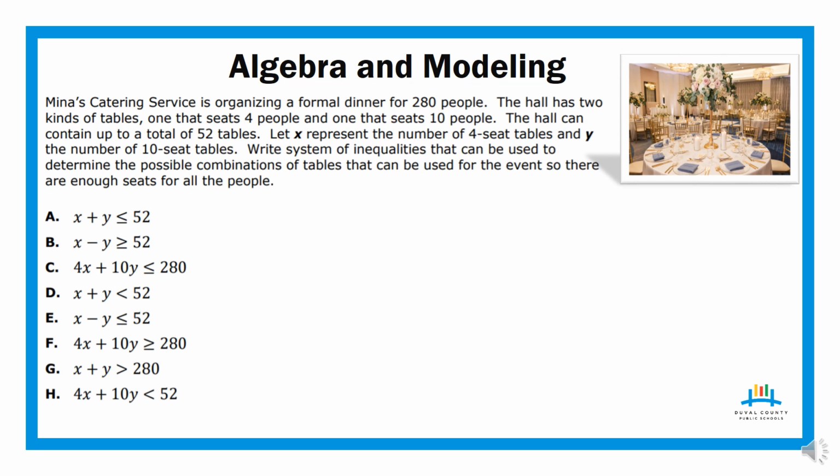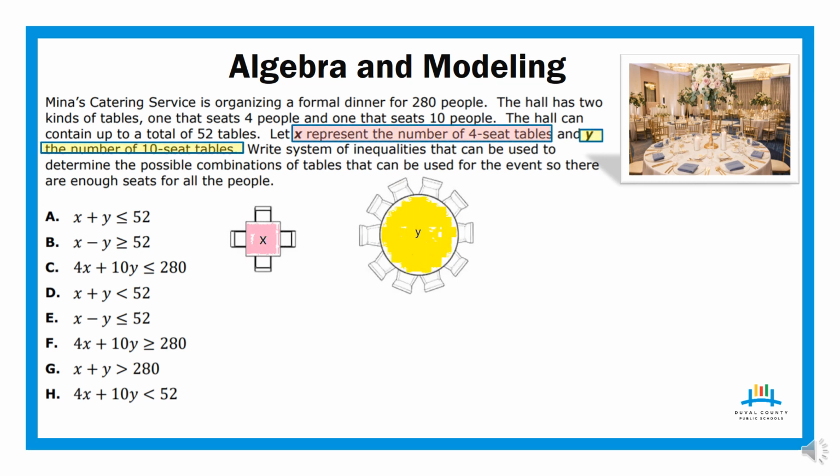Now we're going to go back in and highlight the important information. You have a table X and a table Y. Together, these 2 types of tables must be less than or equal to 52 tables. The room cannot hold any more than 52 tables, so our maximum is 52, and we will use the inequality sign less than or equal to. So this will be our answer choice A.